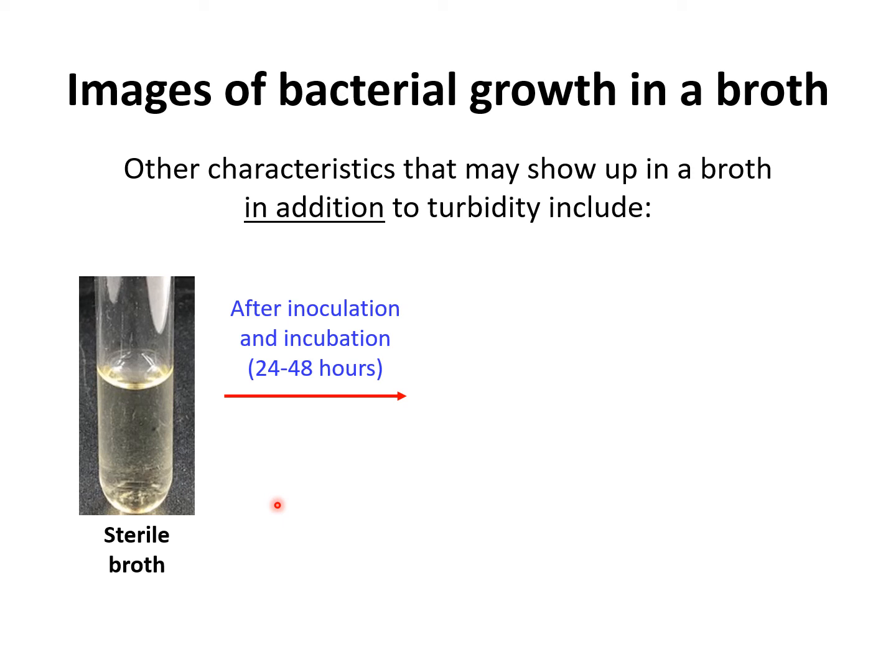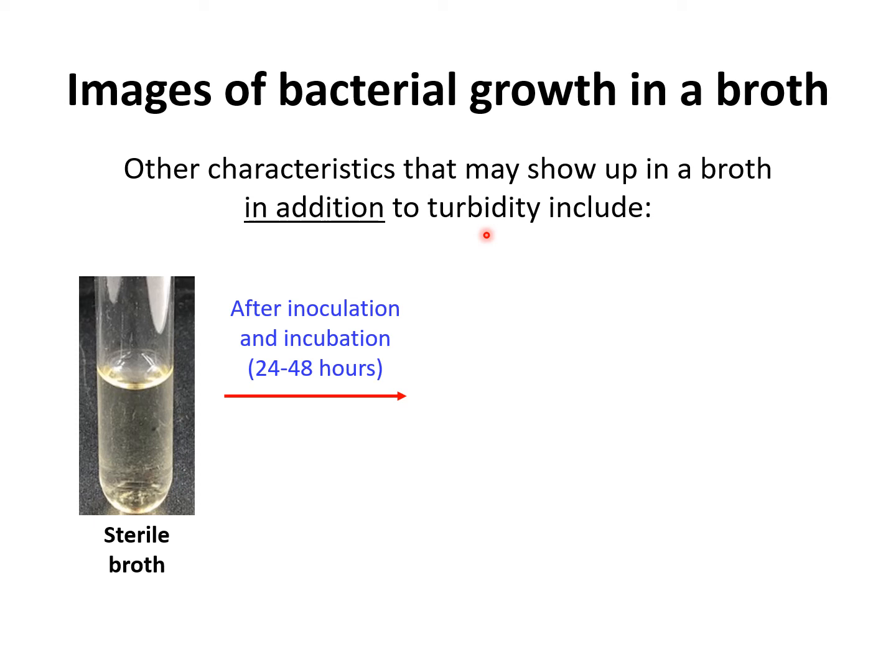So there are some other characteristics other than the turbidity that you can see in a broth. Okay, so in addition to turbidity, and you see how I said in addition? Turbidity is one main thing that you will always have if you have bacterial growth. So if you have bacterial growth, your broth is going to turn turbid. Now again, the level of turbidity might vary, but if you have bacterial growth, you must have turbidity.